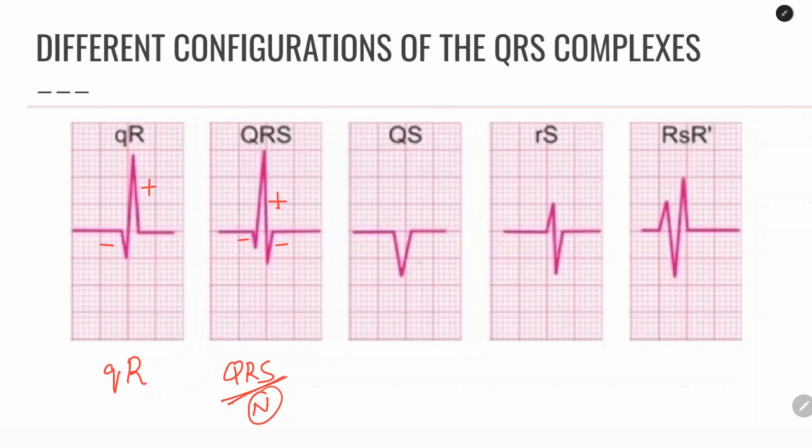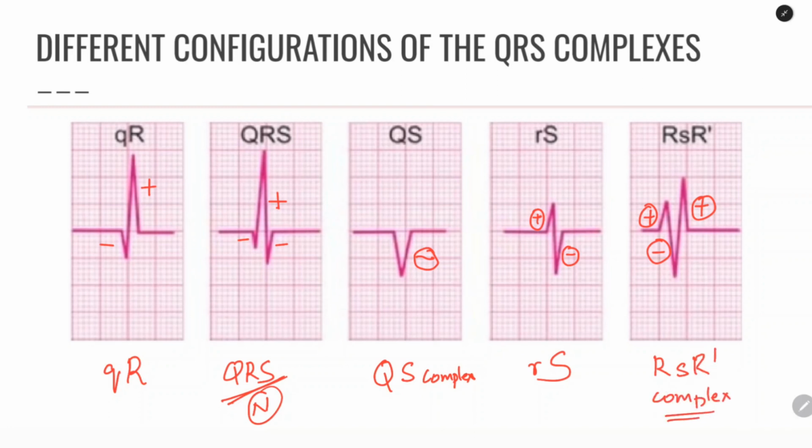If your QRS complex is a single negative deflection, we call it a QS complex. If your QRS complex is initiated by a positive deflection and then followed by a negative deflection, it is called an RS complex. If the QRS complex is initiated by a positive deflection, followed by a negative deflection, again followed by a positive deflection, this is called the RSR complex.